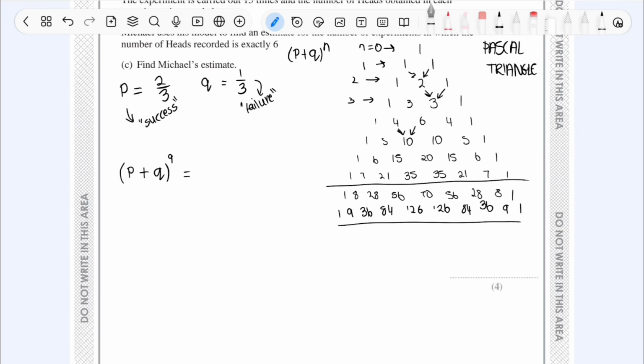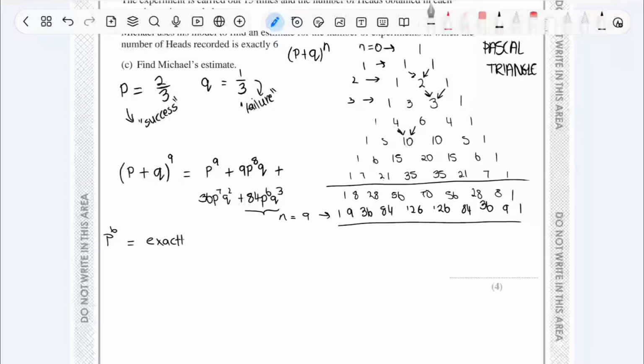Now that is quite daunting, and I'll admit that is quite daunting for me. Luckily, we found it when n equals 9, we know our coefficients. I'm just going to expand it out for you. If you do not know this, don't even attempt it right now. Go and revise that question. I'm just going to expand it from now. We're interested in this one, the number where p to the 6 is equal to exactly 6 heads.